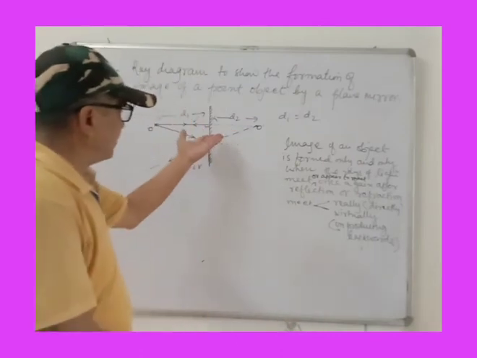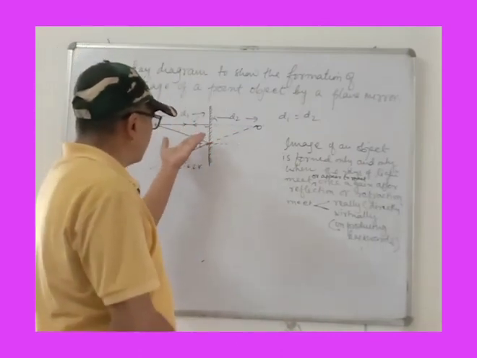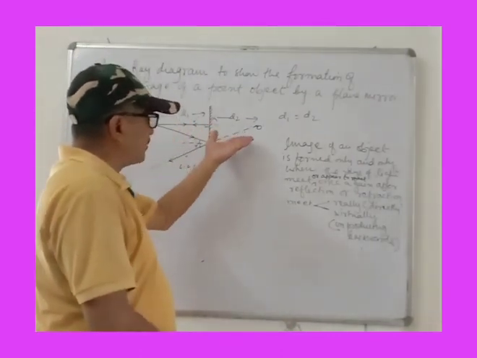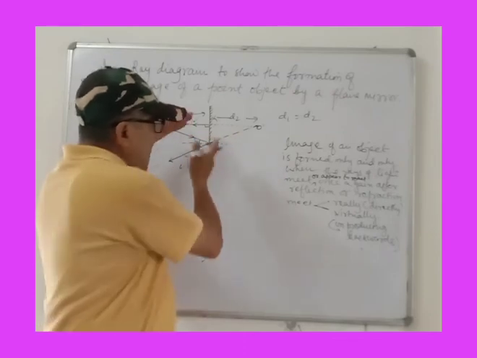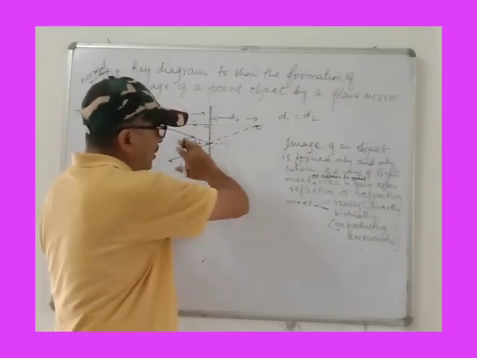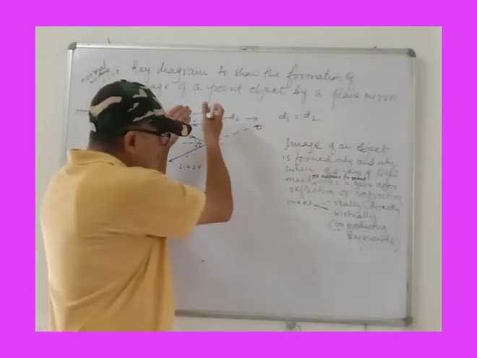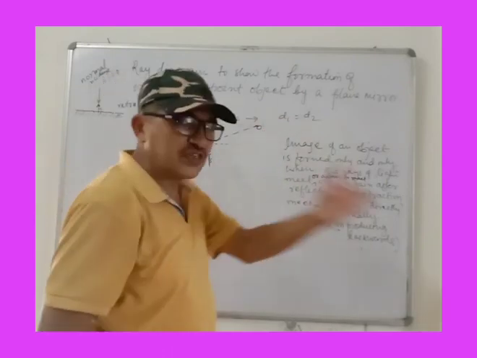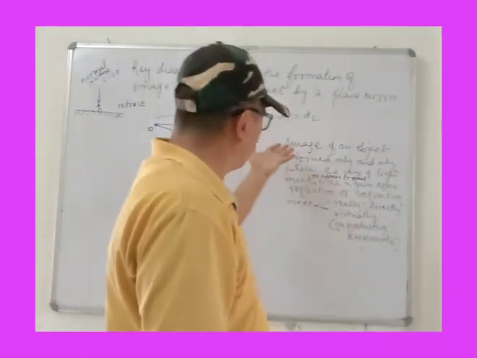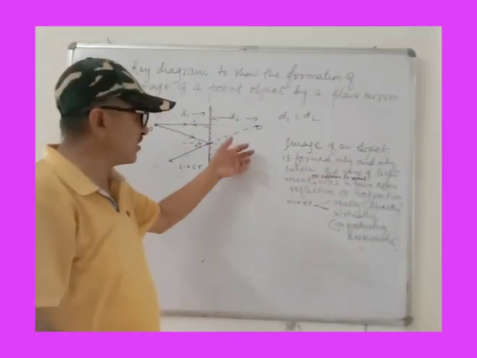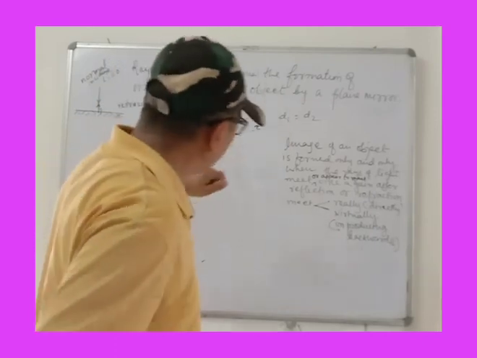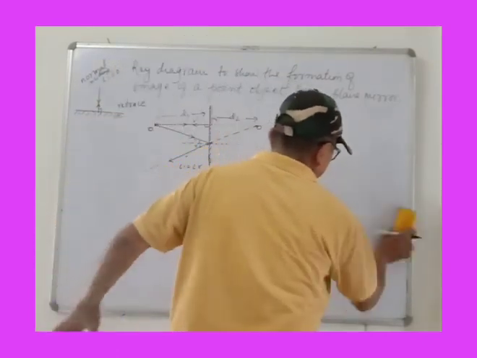So here the reflected rays appear to meet. They meet virtually by drawing dotted lines backwards. So a virtual image is formed. So we have already written that a plane mirror forms a virtual image. This is the reason why. Now we will do extended object.